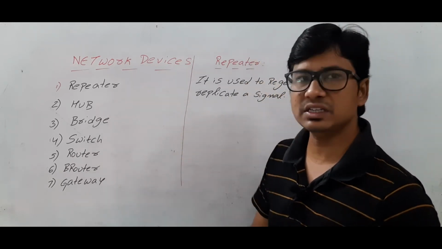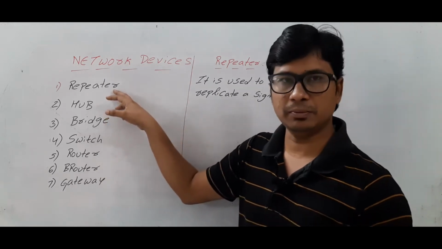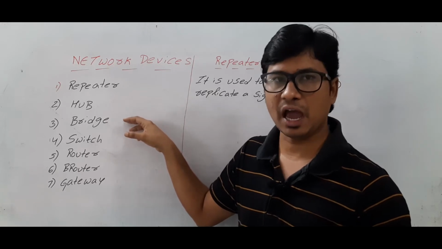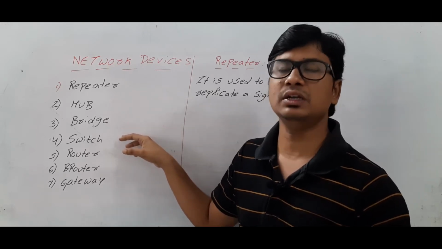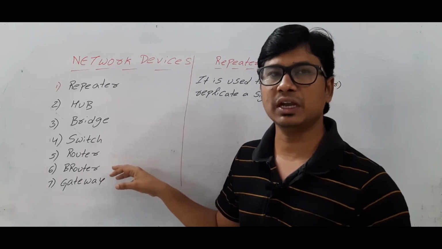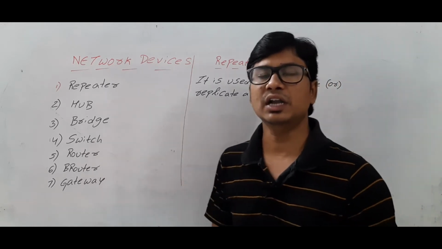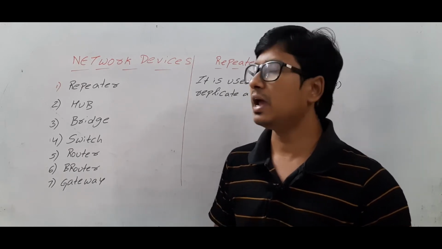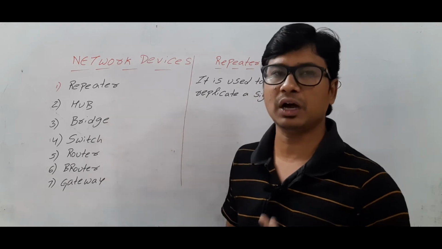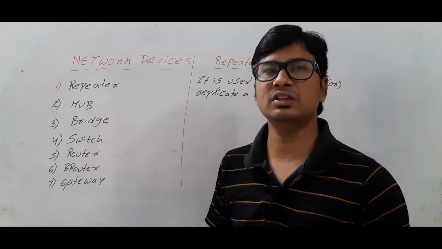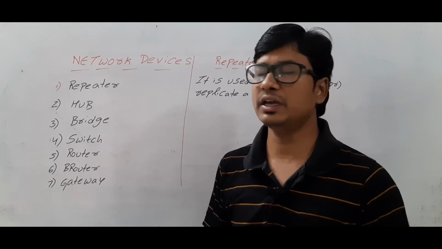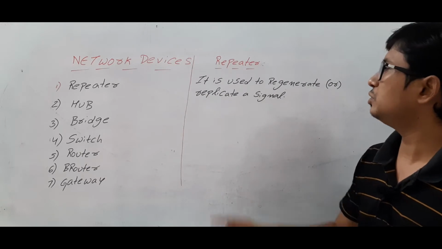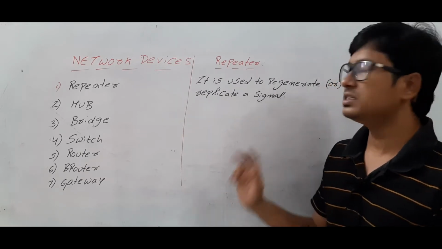Now we have various devices. One is a repeater, we can have a hub, a bridge, a switch, a router, and a gateway. So these are all the network devices. In this video, I want to discuss the repeater, and in the coming videos, I will discuss the hub, bridge, switch, and all these in detail. So first let me discuss the repeater. A repeater is used to regenerate or replicate a signal.